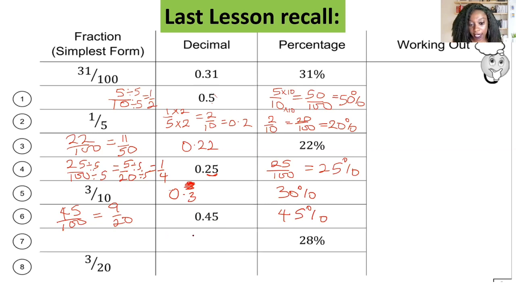And this bit here is going to be 28 over 100, and you can keep halving it, but if you're good with your times table, you can do something else. But let's go on, let's halve it, and we're going to get 14 over 50.